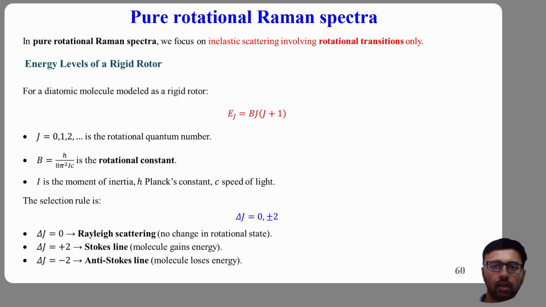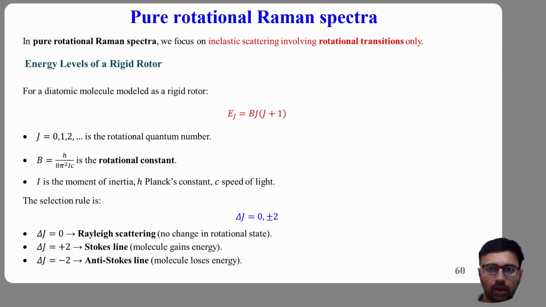Now let us discuss the quantum mechanical selection rules. In rotational microwave spectroscopy, the selection rule is delta J is equal to plus or minus 1, but Raman spectroscopy is different. For rotational Raman scattering, the selection rule becomes delta J is equal to 0, plus or minus 2. This is extremely important.